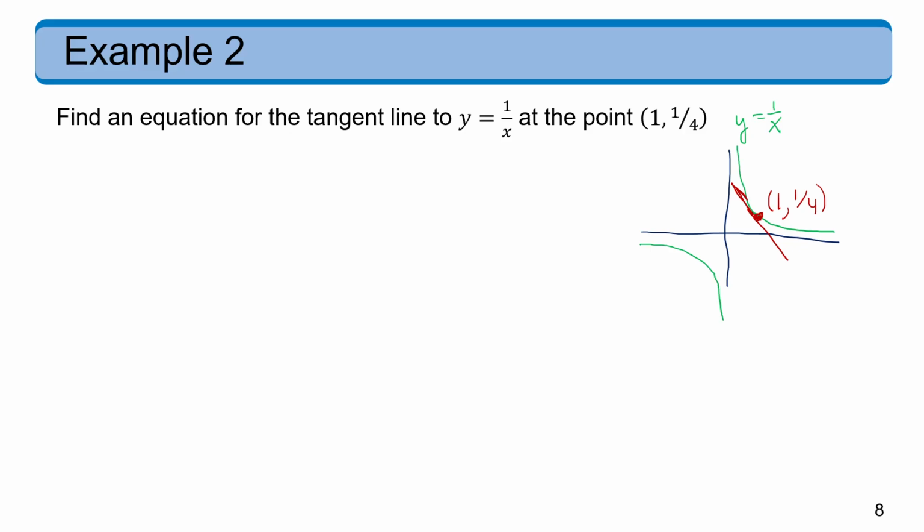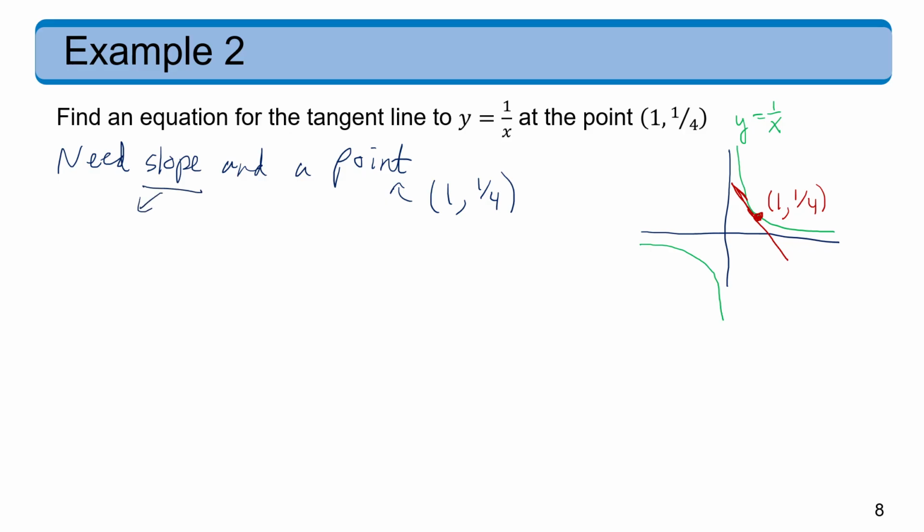Now to write an equation of a line, you have to have two pieces of information, slope and a point. So we need the slope of the line and a point. Now we already know a point, right? We were given that this tangent line contains the point (1, 1/4). So we've got that piece. So now we need to work on slope, and that's where we use the derivative.